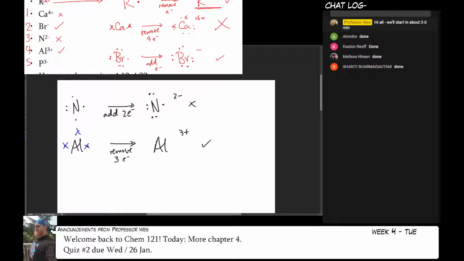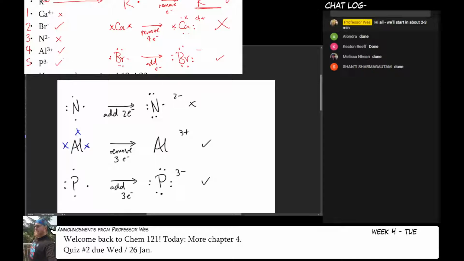And then finally, phosphorus with a 3 minus. So phosphorus has 5 valence electrons. If we add 3 electrons to make it phosphorus 3 minus, here's the 5 I started with. Plus 1, plus 2, plus 3 electrons. Hey, it's got an octet, so we have an octet there too.